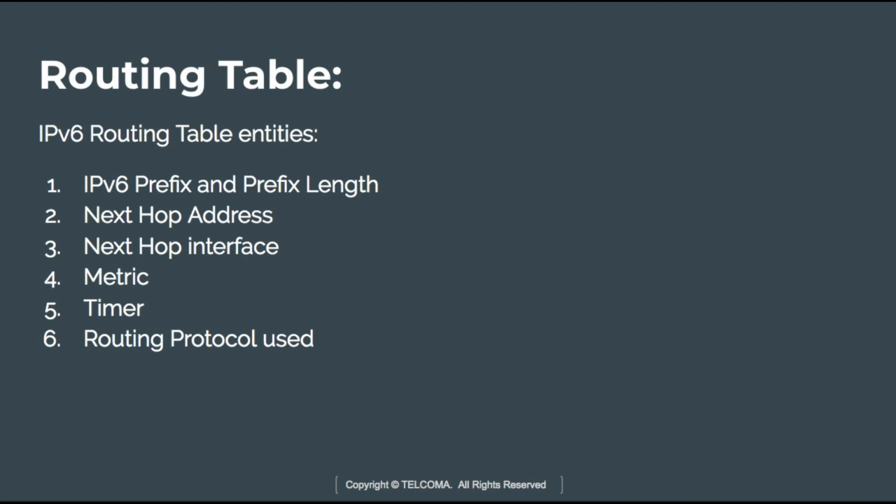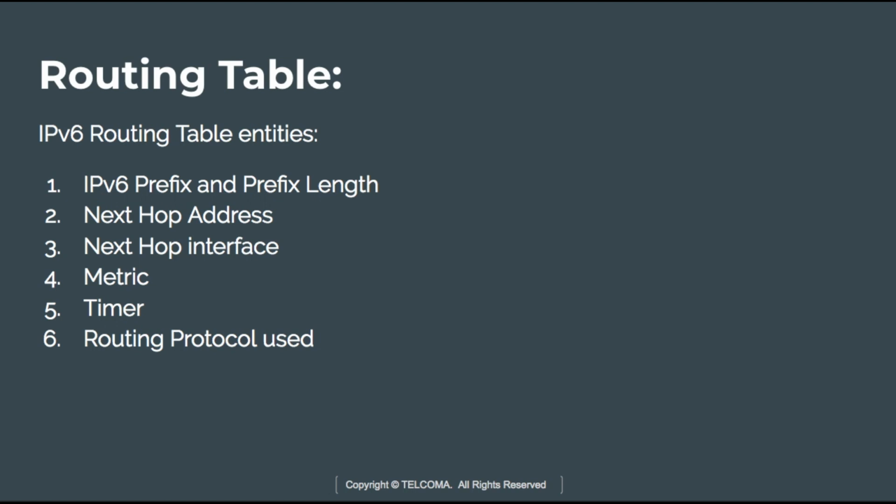Next it will contain the next hop interface, that is, the information about the local interface of the router that is used to reach the next hop address. The next is the metric. Metric is a number that indicates the total distance to the destination: how many intermediate devices are to be covered by the packet to reach the destination.